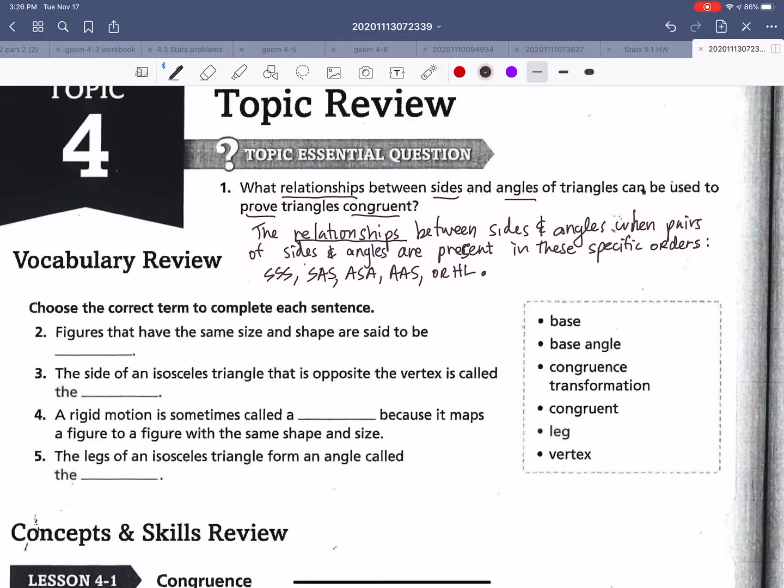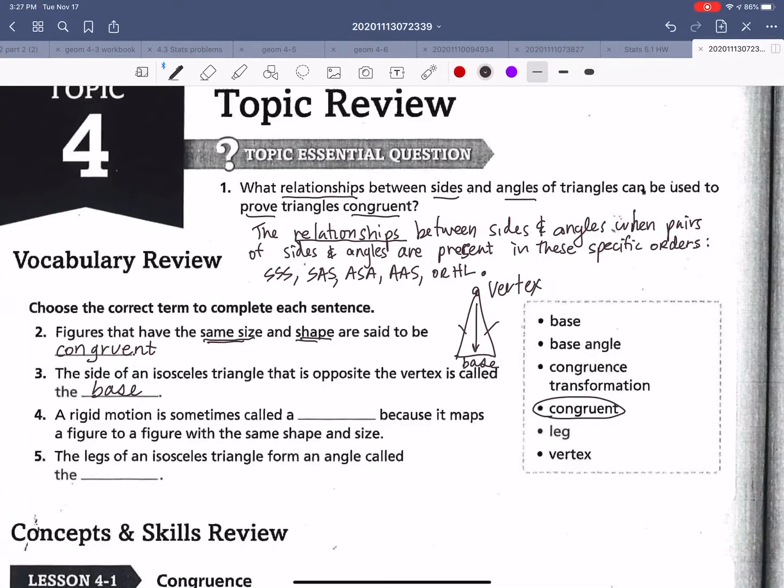Now, there's some other things in this chapter that we'll get to, too, that fit nicely into the context of the chapter. So let's take a look. It says, figures that have the same size and the same shape, okay? Those would be congruent. So we did a foldable today, and that foldable talked about congruent and the same words, right? Sides of an isosceles triangle that are opposite the vertex. So if this is the vertex, the side of an isosceles triangle that's opposite the vertex, okay, that would be called my base.